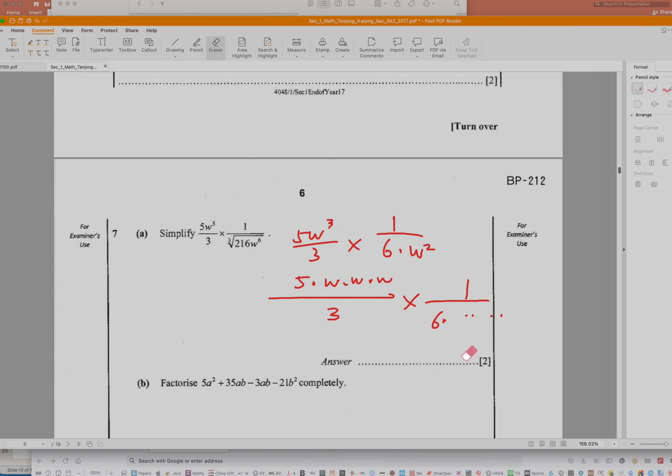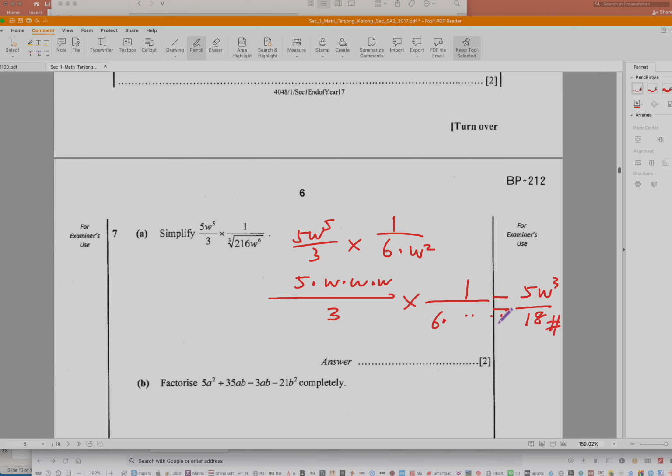So once you cancel, that's a 5. So 5w over 3 times 1 over 6. Oh, power 5, yes. Thank you. So you delete 2 w's from here. So now you still end up with 5 w to the power of 3 on top. This is 18. So that's the answer.